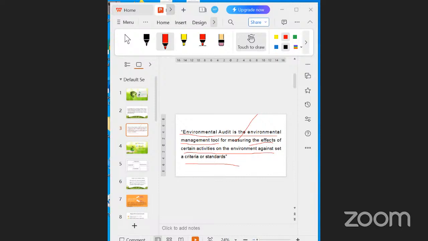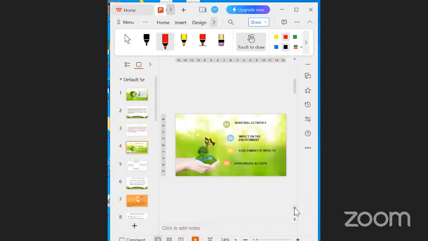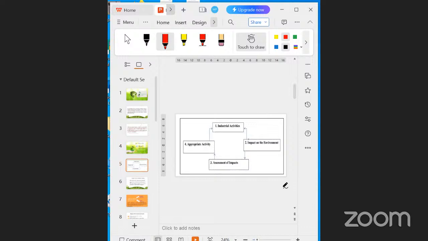So how much harm a particular business activity causes to the environment. It determines the types of pollution caused by the activities. Now you see this figure, where we have tried to correlate the industrial activity and its impact on the environment.